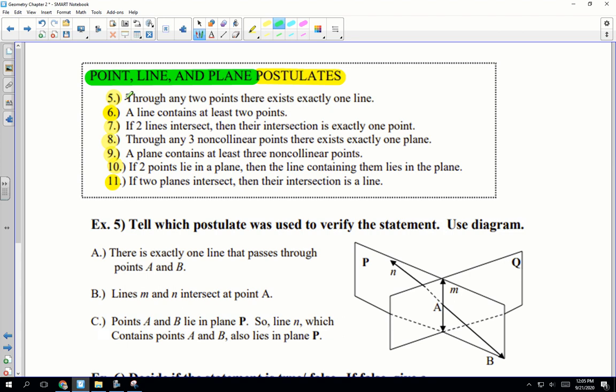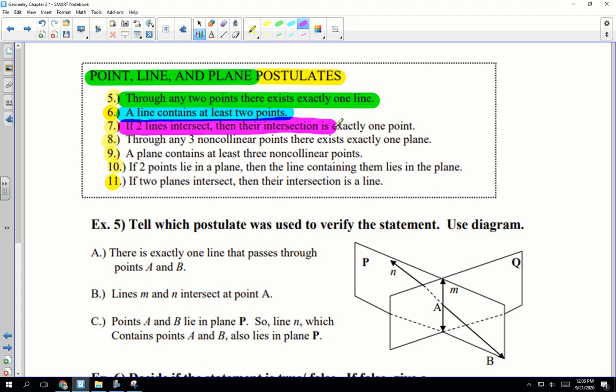So postulate number 5 is through any 2 points, there exists exactly one line. Postulate number 6 is a line contains at least 2 points. Postulate number 7, if two lines intersect, then their intersection is exactly 1 point. 7 is kind of a big deal.